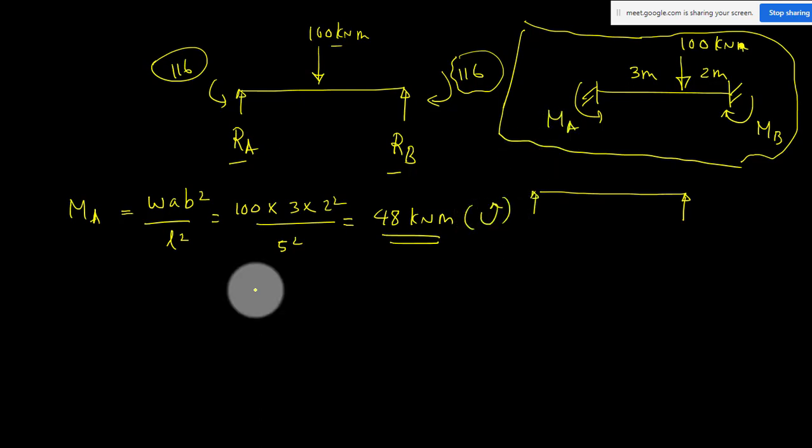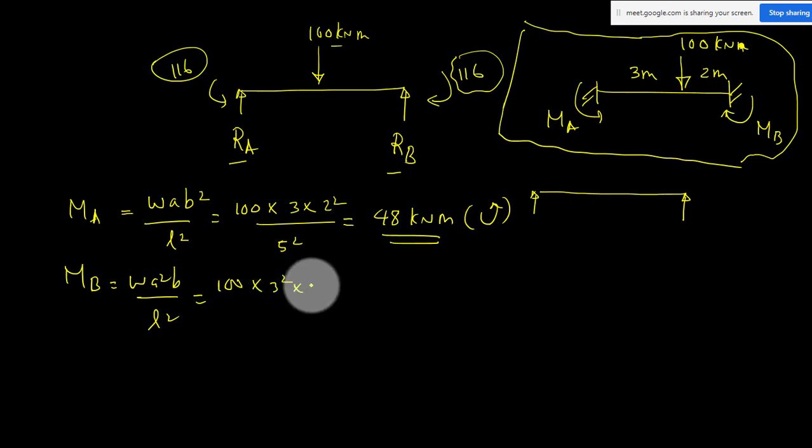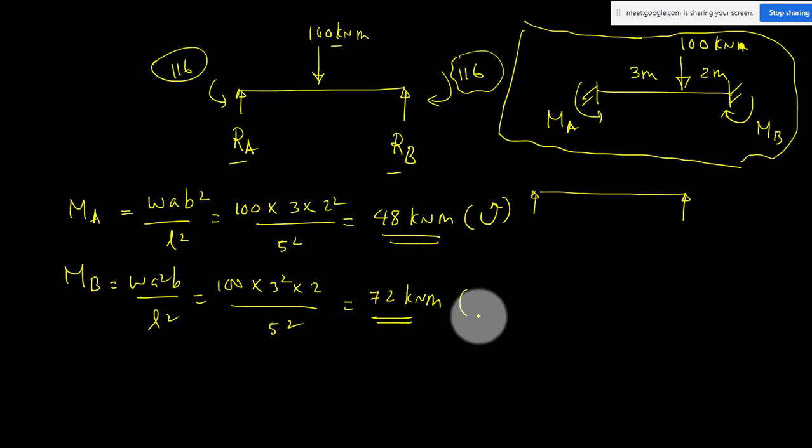Anti-clockwise. So MB you can get W A square B by L square. So this will be 100 into, what is your A? 3 square, B is 2 by 5 square. That is 100 into 3 square into 2, divided by 25. So you will get this value as 72 kilonewton meter. What is the direction? Clockwise.